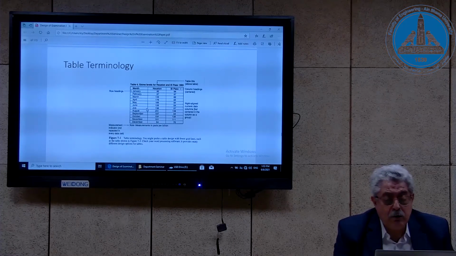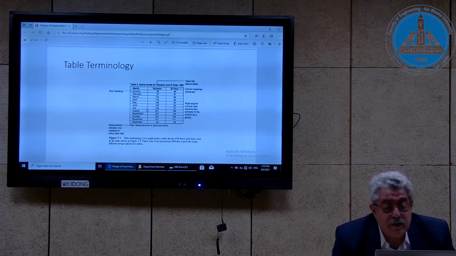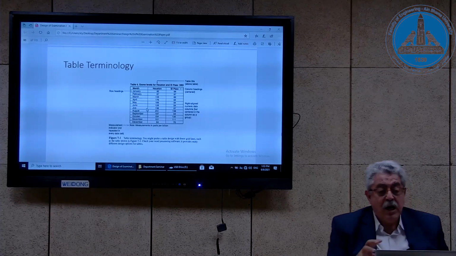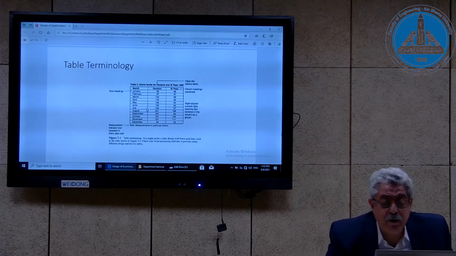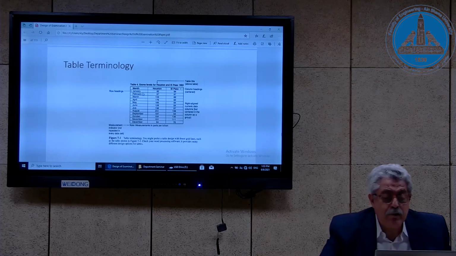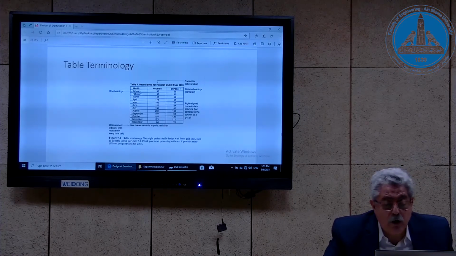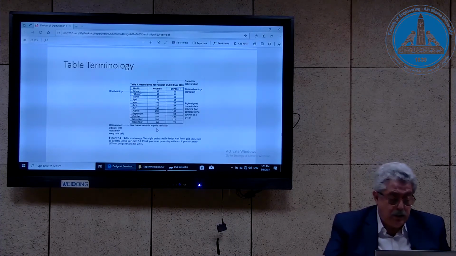Here we are discussing the ozone levels for Houston and El Paso in 1993. And this particular slide shows you the table terminology, where we have a table title, row headings, and column headings. The most important thing in this table is that the first row has to be bold and centered, and the first column has to be left justified. And decimal alignment has to be watched if I am using numbers in tables.